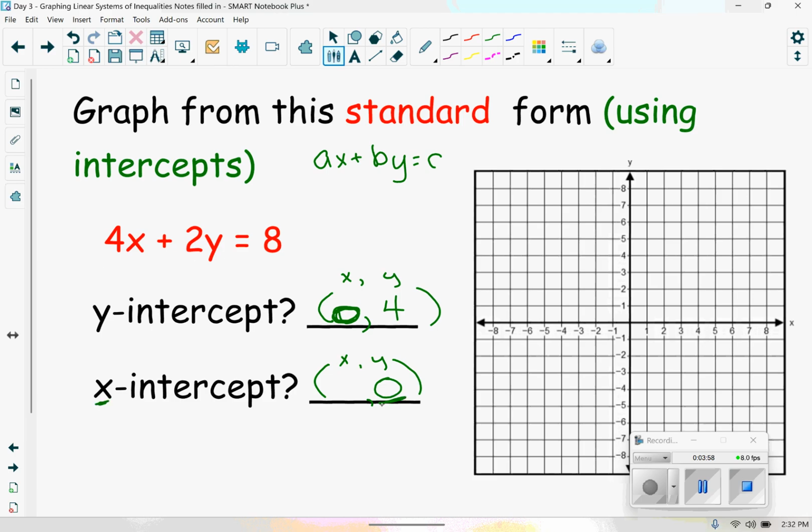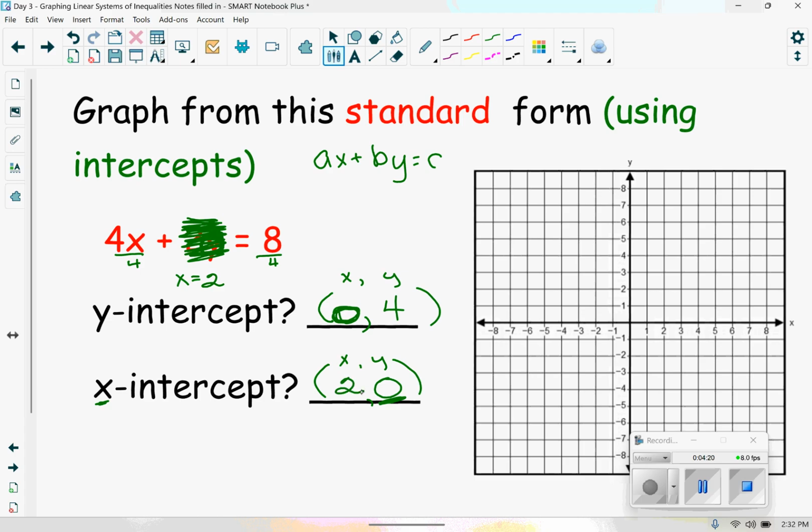All right, let's start over, and this time to find my x-intercept, I'm going to put a 0 in for my y value. 2 times 0 is going to be 0. So this whole thing goes away because it's just a 0. And now I have 4x equals 8. Divide both sides by 4, and x equals 2.